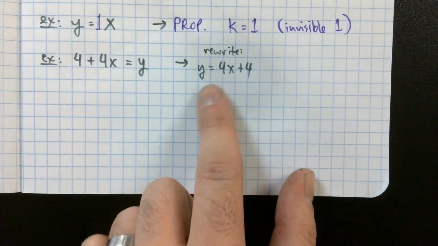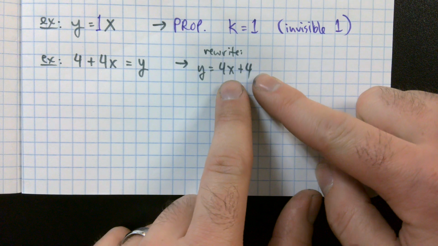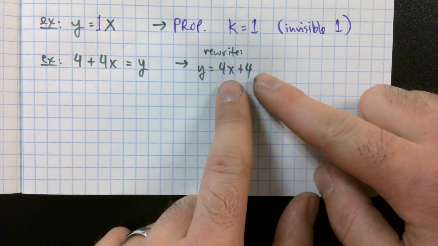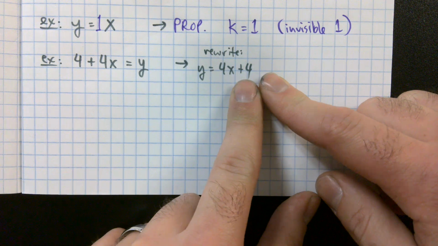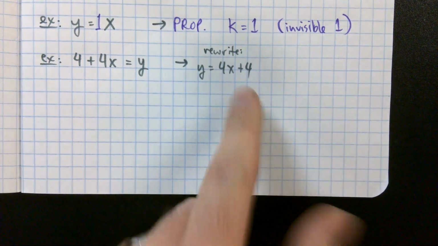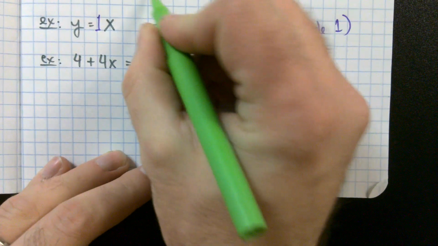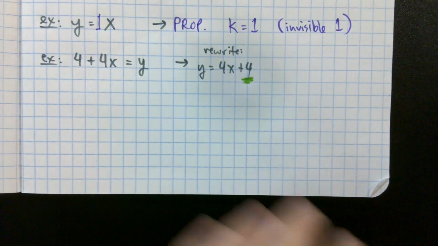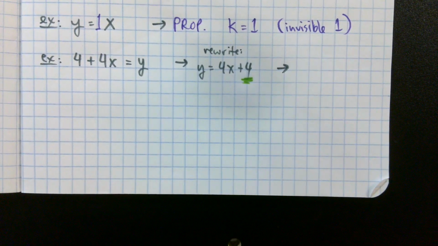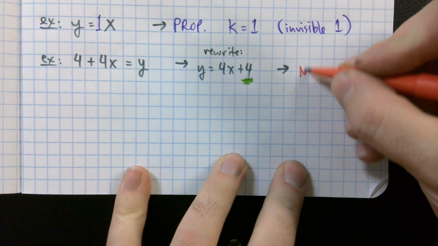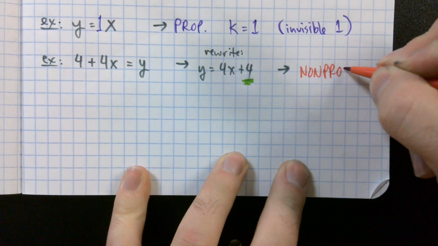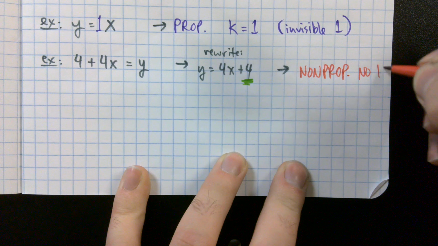Now, I've got y equals kx. Is there a plus b on the end here? No. Take another look. Yes. Yes, it's right there. Okay? It's a number being added on the end. There's my b. So would this be proportional or non-proportional? What do you think? Non-proportional. Good, we're getting it. This is non-proportional. So there is no k.